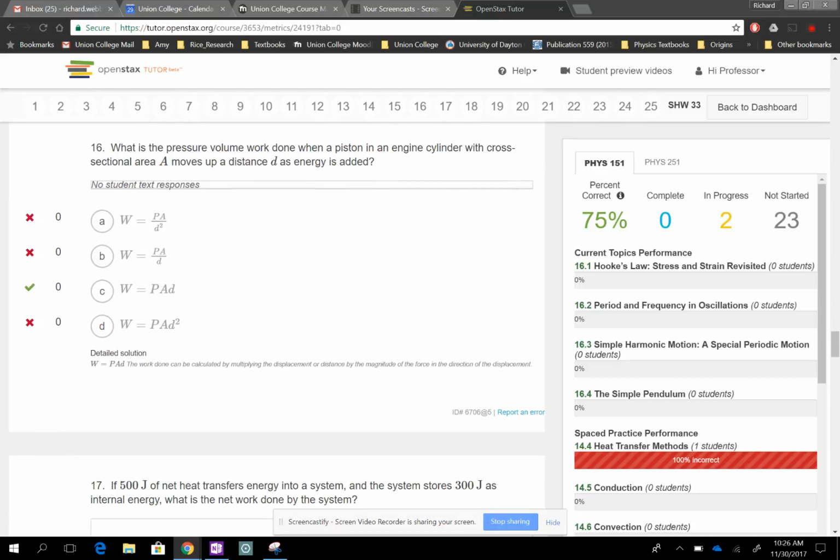What is the pressure volume work done when a piston in an engine cylinder with cross-sectional area A moves up a distance D as energy is added?